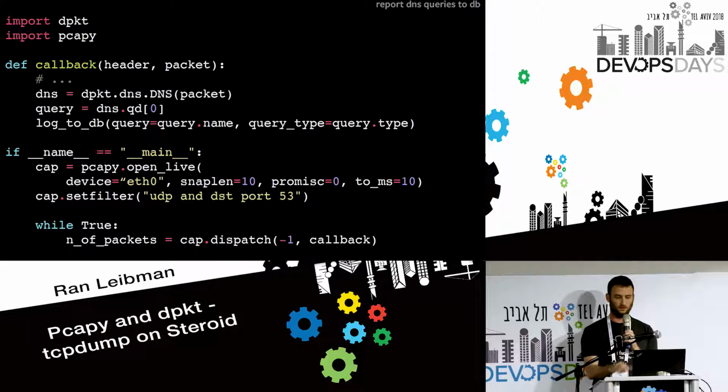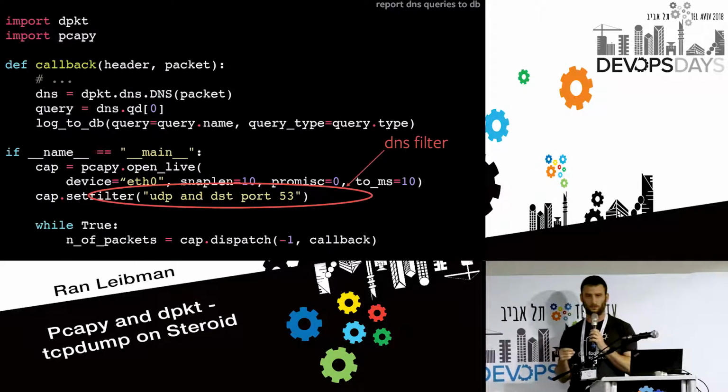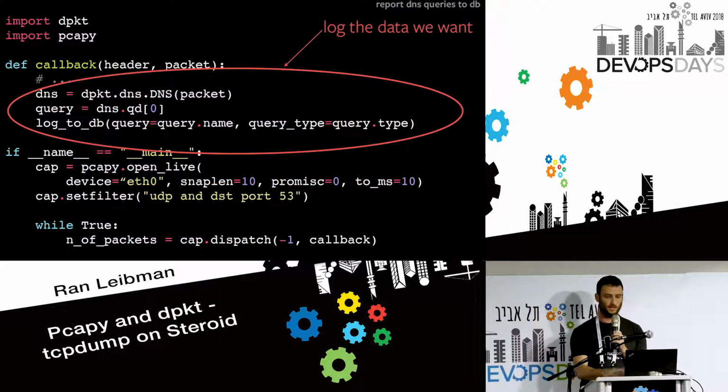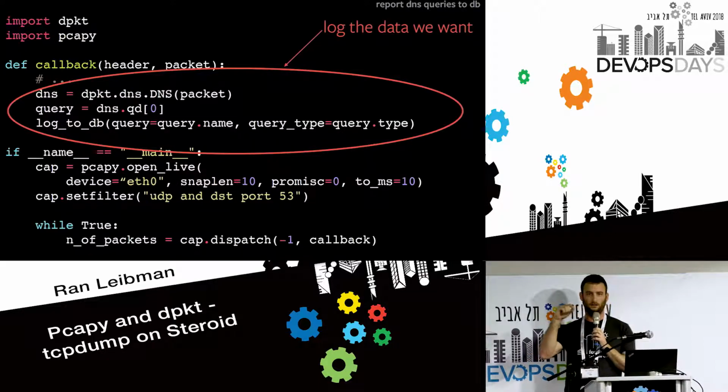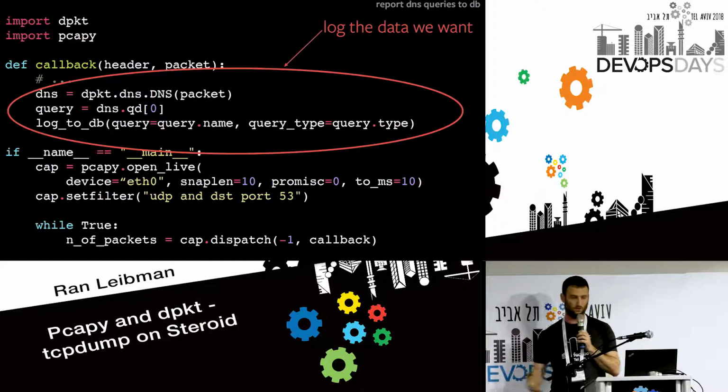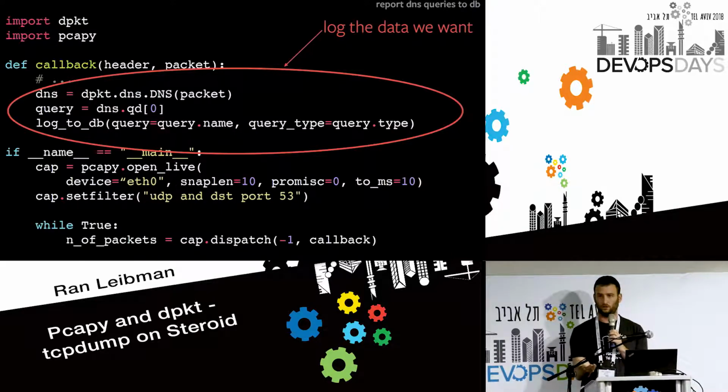It's the same thing, the only difference here is that instead of targeting port 22, I'm targeting UDP and destination port 53. And I'm using the dpkt module here in order to get the host name that I'm trying to resolve and the type of query that I'm doing. So if it's a CNAME or an A record or whatever. And then I'm just logging into my database, whatever it is.